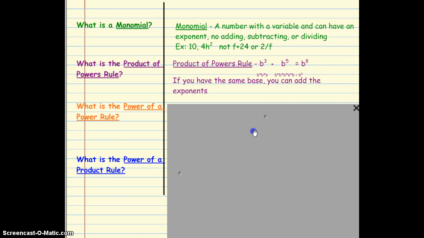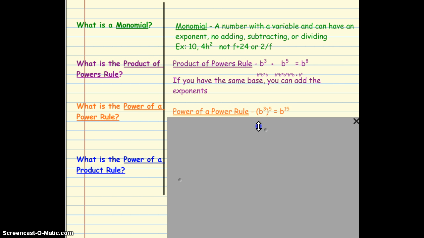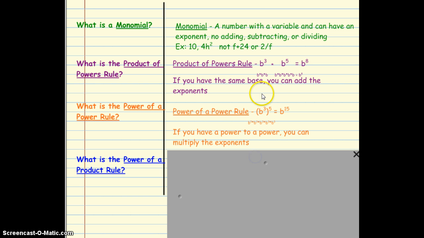So when you have the same base, you can just add the exponents. Alright, next vocabulary word is power of a power. So this one was product. When you're multiplying, this one is power of a power. And this is when you have things that look like b to the third power to the fifth power. You've got 2 exponents, 2 powers. So a power to a power says that what we can do is we can just multiply the exponents. We can do 3 times 5 to get 15 for our exponent.